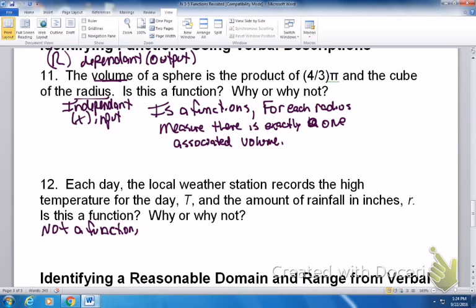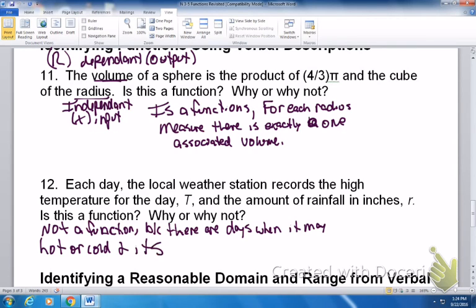It says why or why not, and I'm going to say because there would be just what I said. There are days when it may be hot or cold and it still rains. Okay? So there is not necessarily a relationship between temperature and rain.